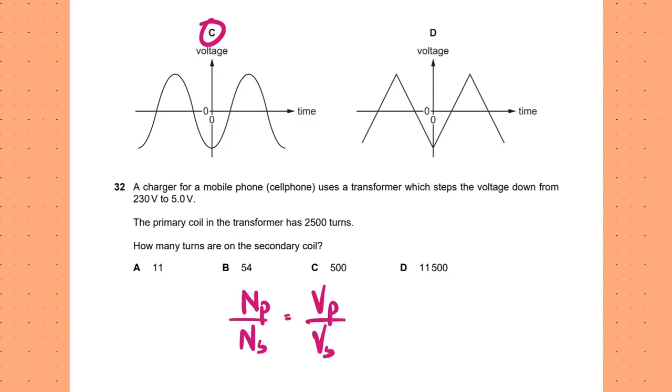NP is 2500. NS is what I have to find. VP is 230. VS is 5. So basically making NS the subject, 2500 times 5 divided by 230 is what your answer would be. And it should be this. I'm guessing it won't be exact and you would have to round off.